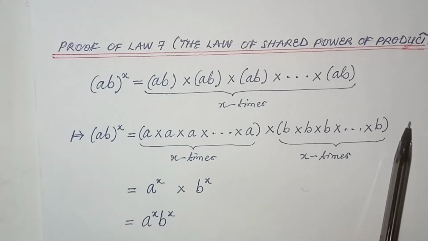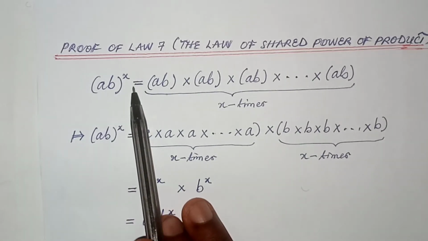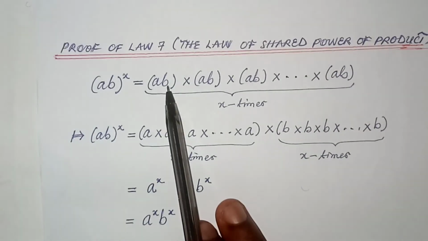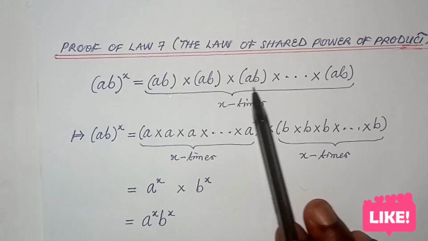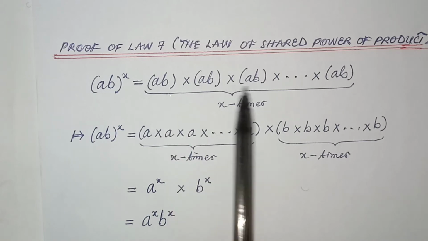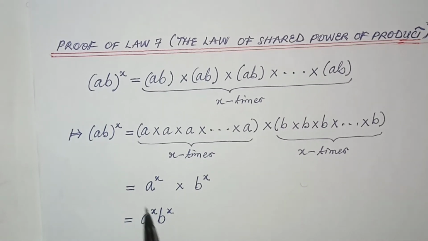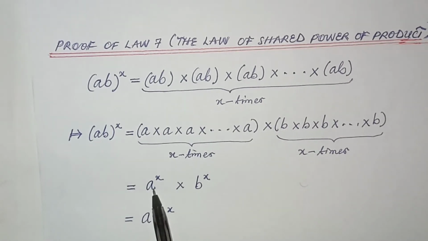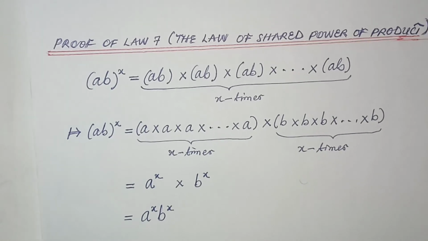For the proof of law number 7, the law of shared power of product, a times b raised to power x can be written in expanded form as a times b multiplying itself x number of times. So that's a times b, a times b, a times b, x number of times, and that will mean by separation, gathering all the a's in multiplication x number of times and gathering all the b's x number of times in multiplication. So that will give you, in index form, a raised to power x multiplied by b raised to power x, and that gives a product of a raised to power x and b raised to power x. So the law is true.